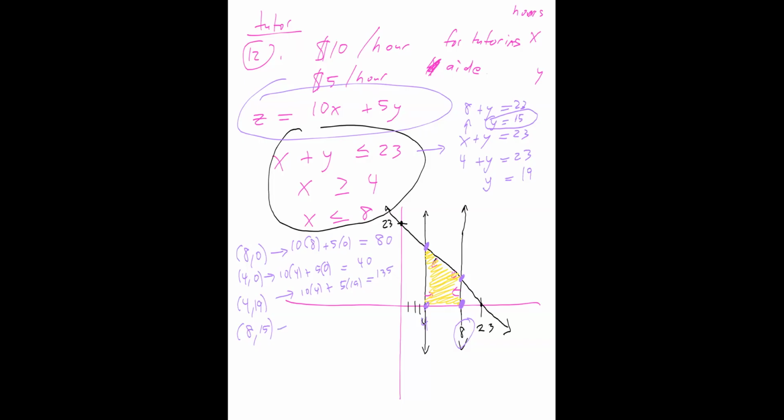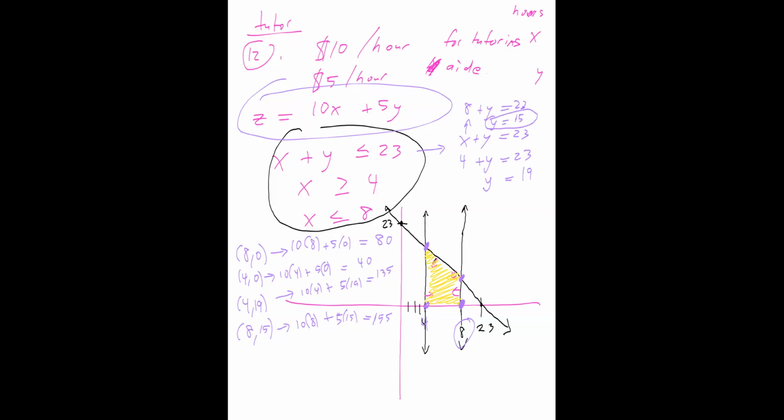And then what about 8, 15? What is 10 times 8 plus 5 times 15? 155? Okay, so which of those decisions would be the smartest decision if you wanted to make the most earnings per week as a student? It'd be the one that came out to the most money per week. So you should do that.